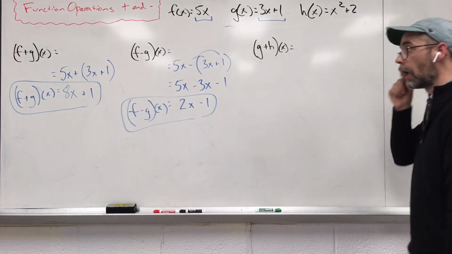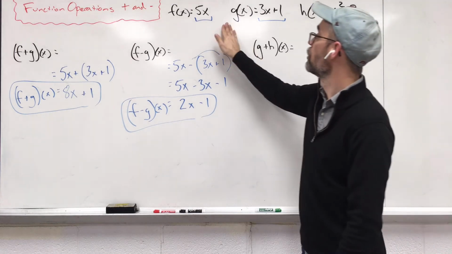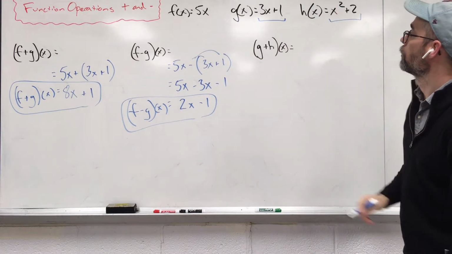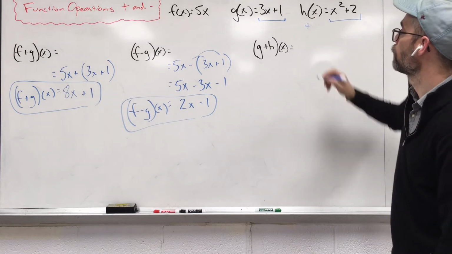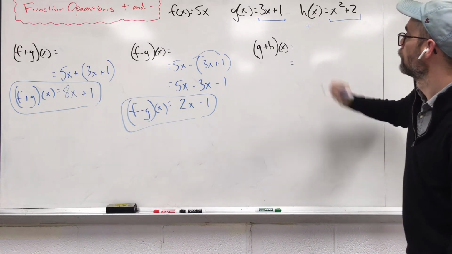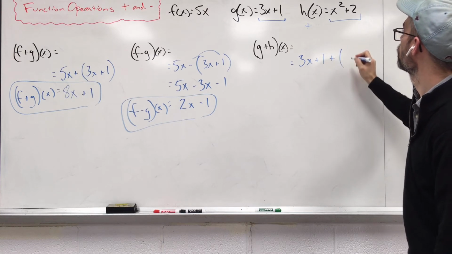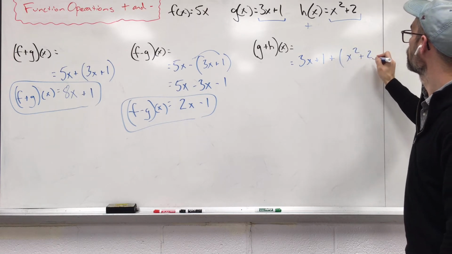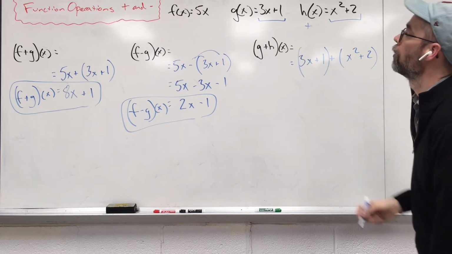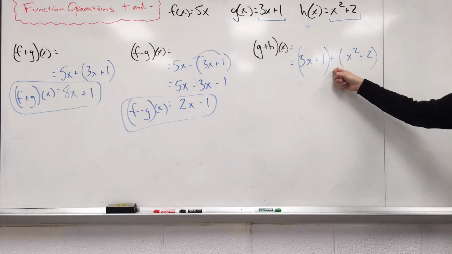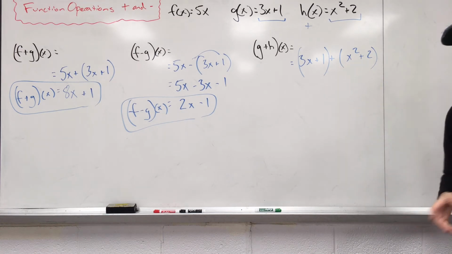Good. One last one, we've got g and h this time. So there's your two groups. We're going to add them up. 3x plus 1 plus the group x squared plus 2. Now, if you want, you can put both of these in parentheses just to show that this is the first group, that's the second group, that's fine. We have a plus sign in the middle. It's not really going to change anything for us, so we can leave it.